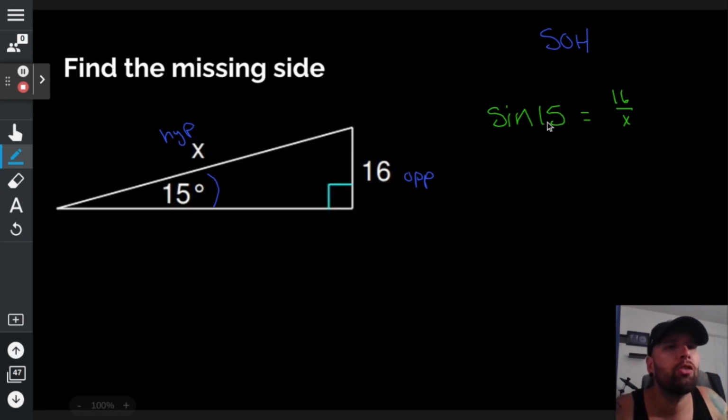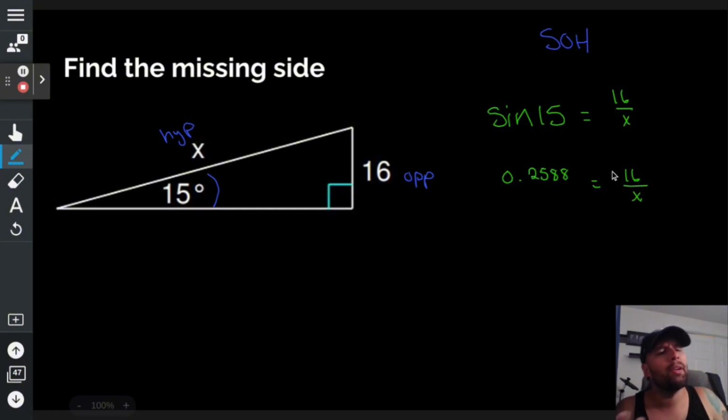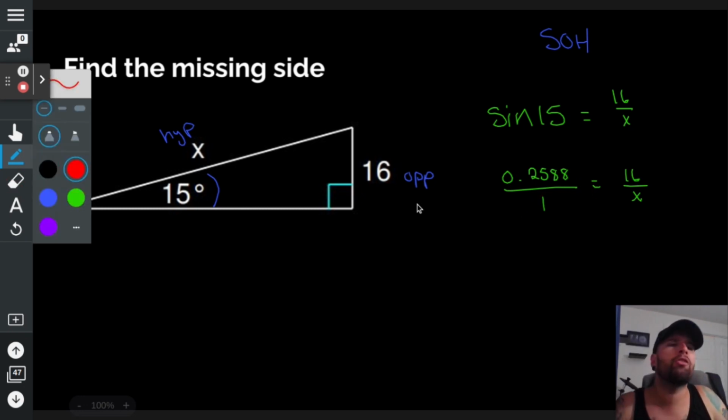So sine 15 is 0.2588. That's going to equal 16 over x. Now, my job is to solve for x. X is in the denominator of a fraction. So I have a number equaling a fraction. Why don't I make this a fraction and do proportions crisscross applesauce? Is this necessary? Nah, but this is just the way I like to do it.